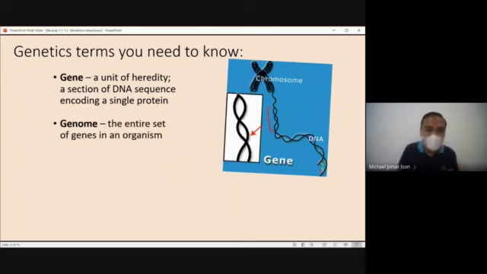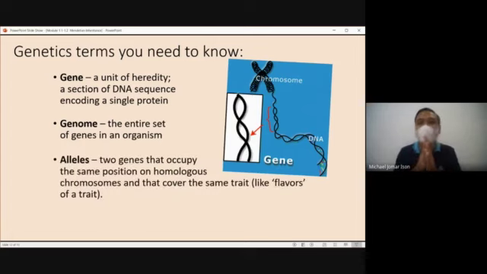Another one is genome, and when we talk about genome, that's the entire set of genes, the entire set of DNA that can be found in all of the cells of a particular organism. So we have your gene and we have your genome. Another one would be alleles. Now, in this case, alleles would be different forms, different flavors, or alternative forms of a particular trait.